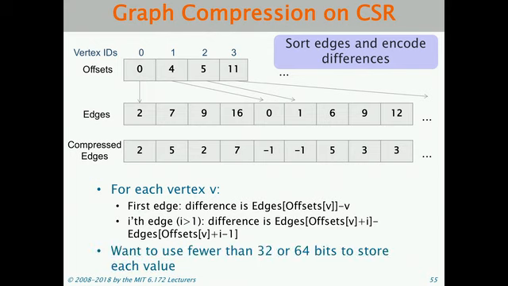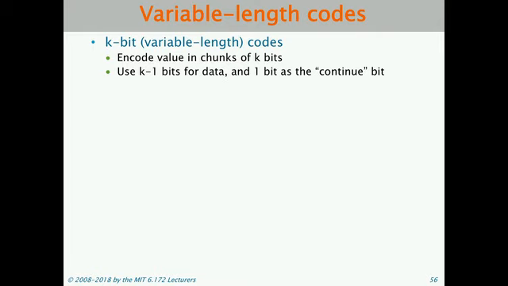Now we want to be able to use fewer bits to represent these values. We don't want to use 32 or 64 bits like we did before, otherwise we wouldn't be saving any space. One way to reduce the space usage is to store these values using what's called a variable length code, or a k-bit code. The idea is to encode each value in chunks of k bits, where for each chunk, we use k minus 1 bits for the data and 1 bit as the continue bit.